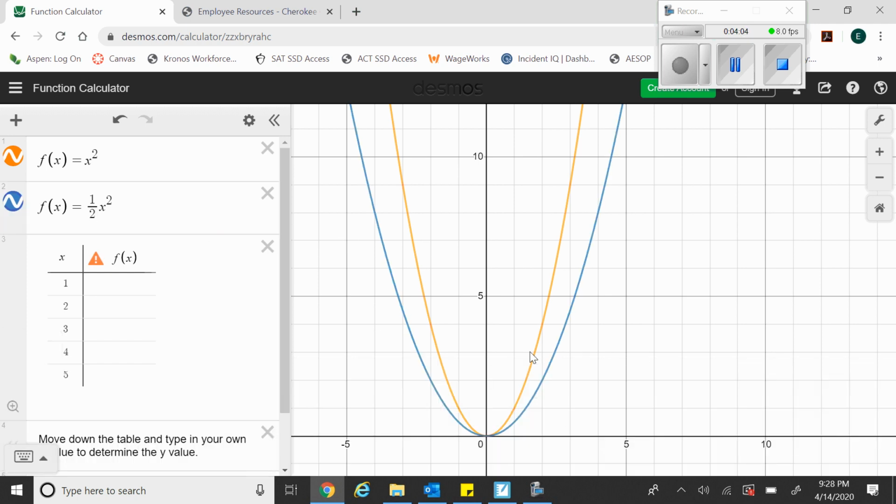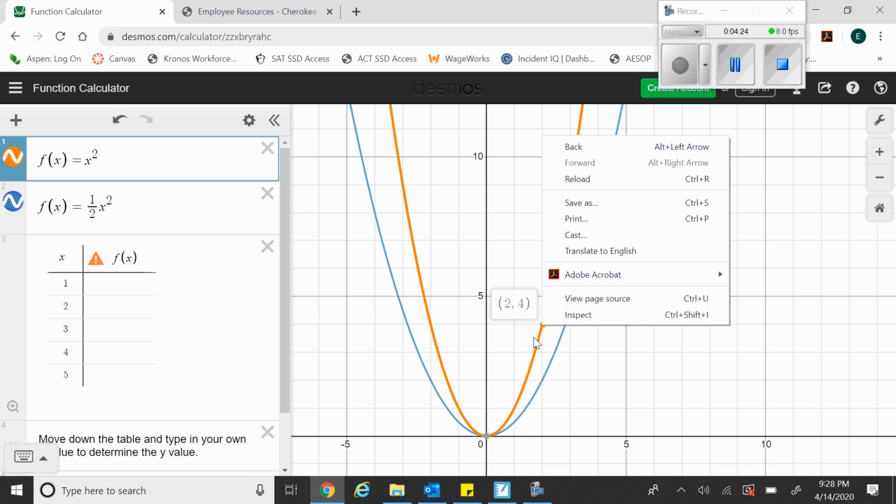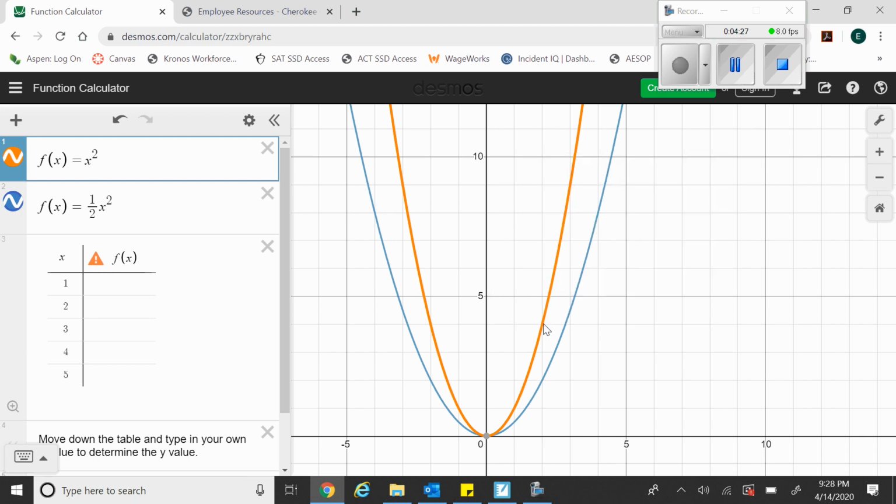Now you see it got a little bit fatter. What we like to think of is that the points got shoved down lower. For example, look here at the point (2, 4) where my mouse is. That's the original one. Remember, orange is the original, the parent graph. Now that point got shrunk down to here, to the point (2, 2). So it was at 4, now it's at 2.